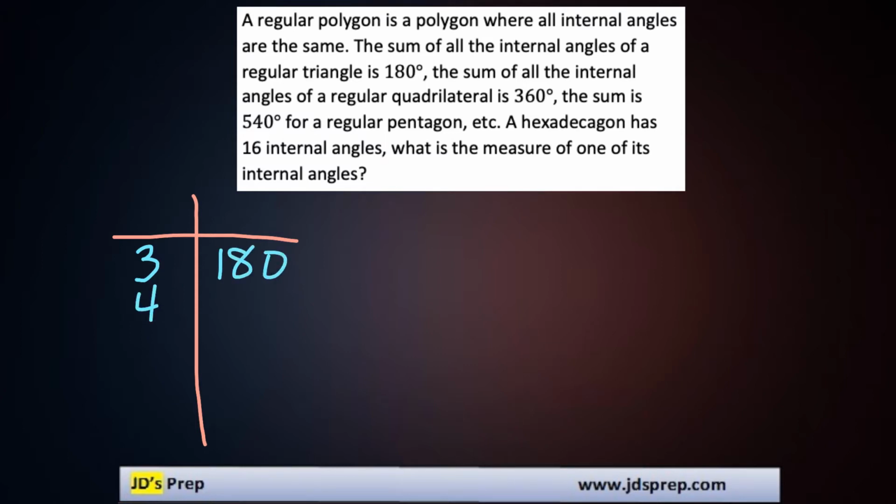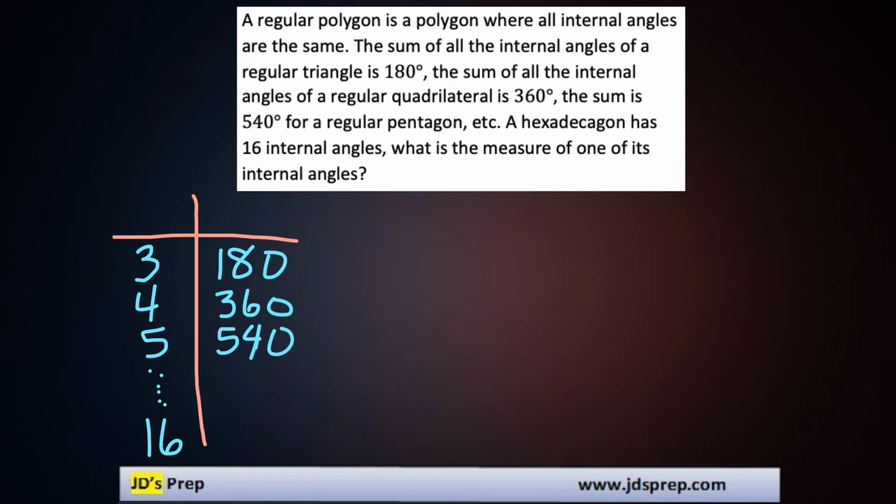For a 4-sided polygon or a quadrilateral, the sum is 360 degrees. A 5-sided pentagon, the sum of the interior angles is 540. And what we're trying to get to is a hexadecagon, which has 16 sides.